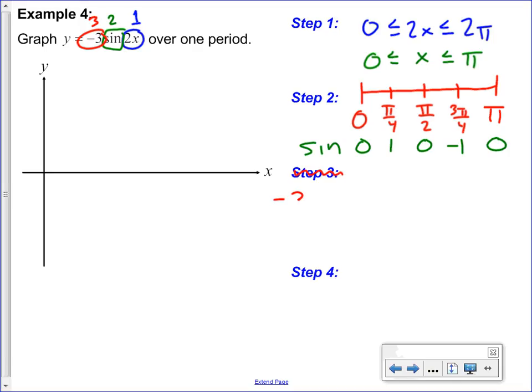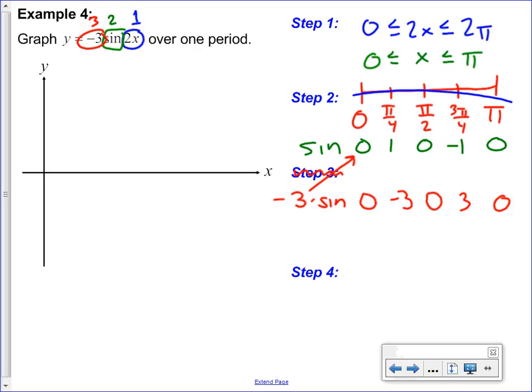So -3 times sine. So in other words, -3 times 0 is 0. -3 times 1 is -3. 0, 3, 0. Excellent.